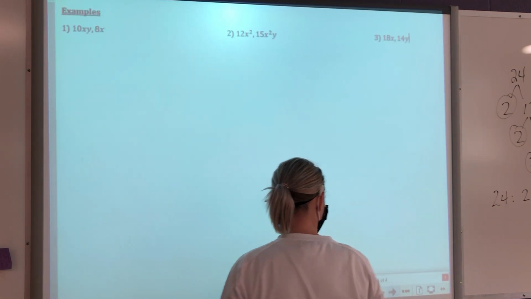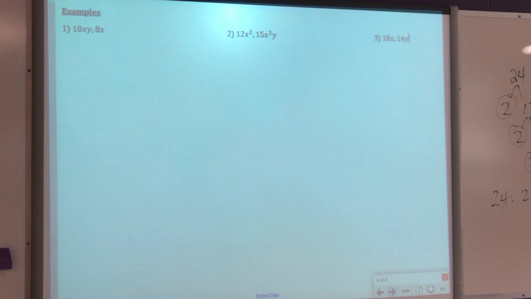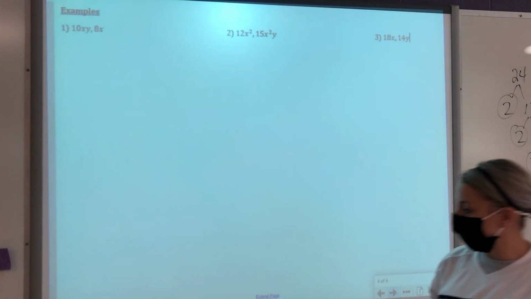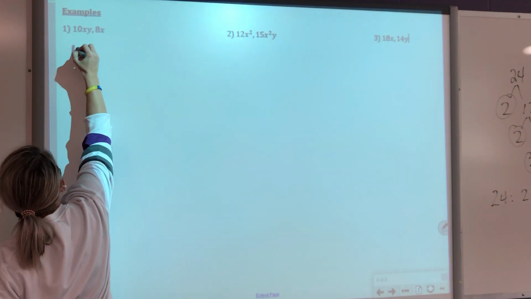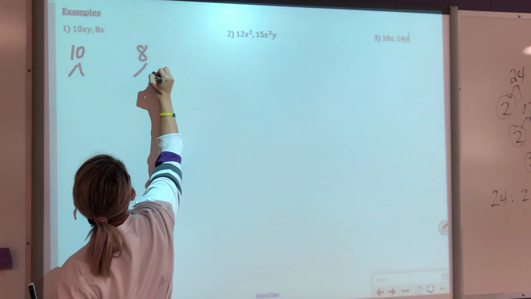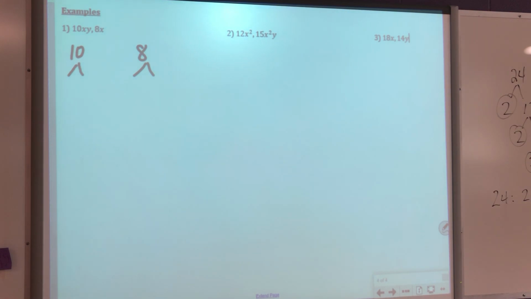Okay. All right, so let's look at number 1. Number 1 is 10xy and 8x. Okay, so what are we going to break down first? 10. Okay, so let's break down 10. And we're also going to break down 8. So someone I haven't heard from today. How do I break down 10? Okay. Bob, go ahead. 5 and 2.